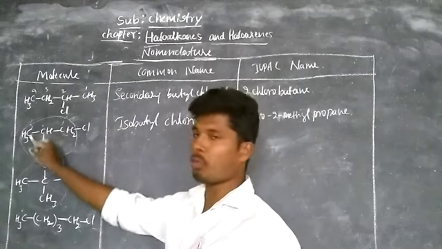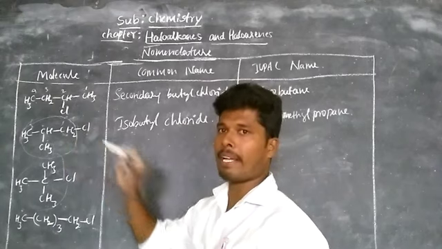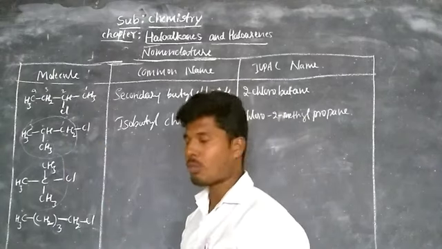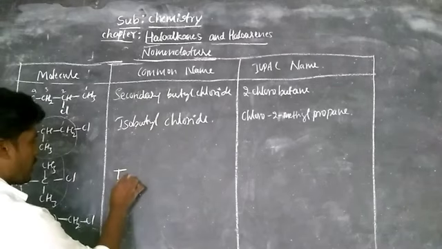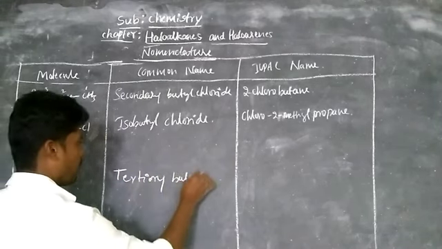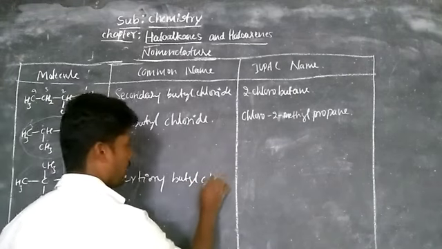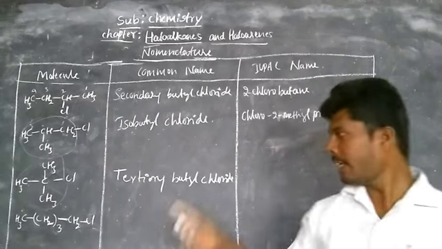And this is isobutyl, because chlorine is attached to the sp3 hybridized carbon. Its name is isobutyl, not tertiary. Tertiary butyl chloride. Tertiary butyl chloride. And write the IUPAC name.